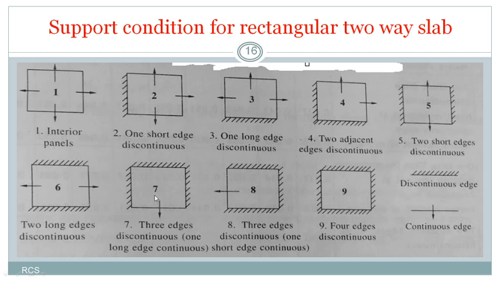And the seventh panel will be three edges are discontinuous. Among these four edges of this panel, one edge, that is a long edge, is continuous. So we have a shorter edge, a longer edge, left with one longer edge that is continuous here. And the eighth condition is three edges are discontinuous but one short edge is continuous. So these two long edges are discontinuous and one short edge is also discontinuous. This arrow mark represents one short edge is discontinuous. Sorry, continuous. Sorry, it is continuous.